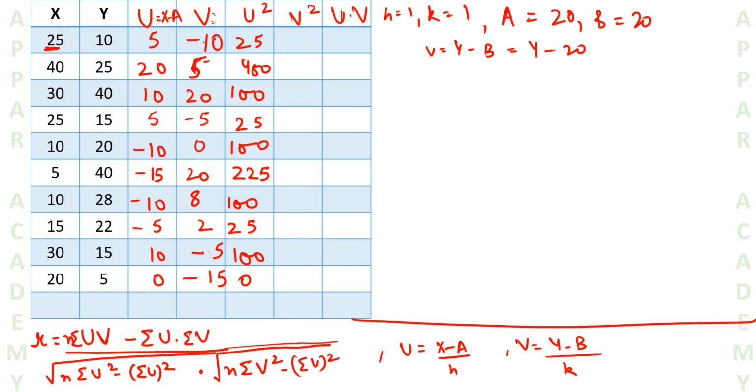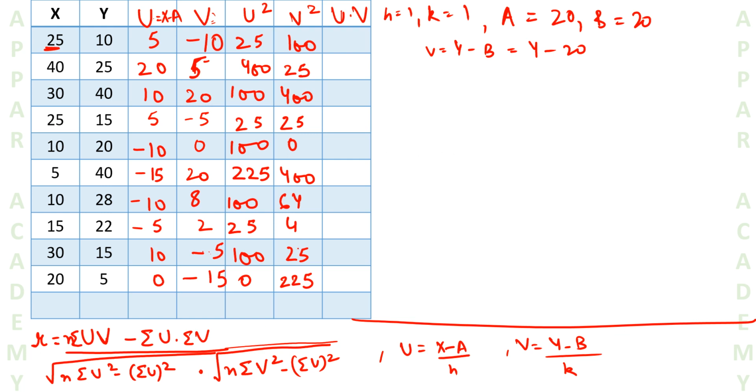Now we need is v square, so we need to square this row. So this becomes 100, 25, 400, 25, 0, 400, 64, 4, 25, 225. Right? So we have this.